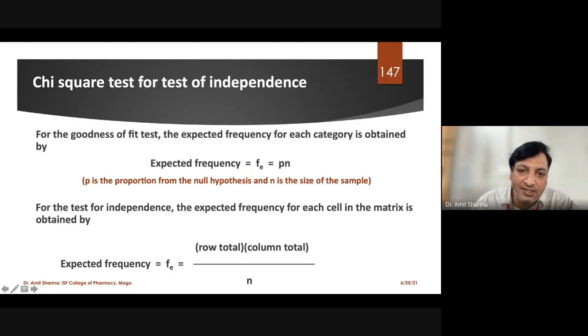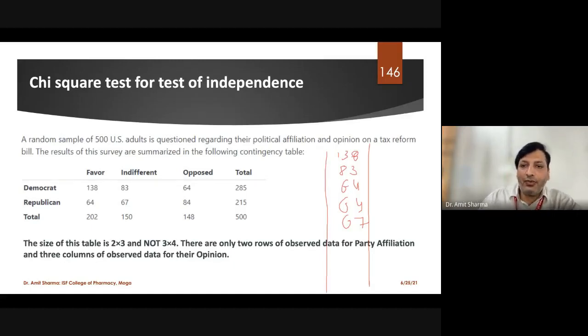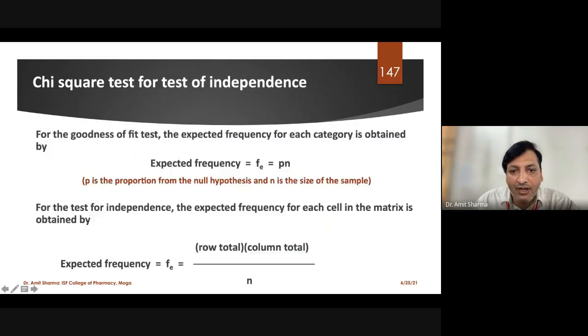This is going to give us an expected frequency, and the observed values will be taken as all the 9 values, whatever the 9 values are. For example, like this we have to write. One value will be 138, second value 83, third 64, then again 64, 67, like this we have to write in a row. So these values will be considered as the observed values.